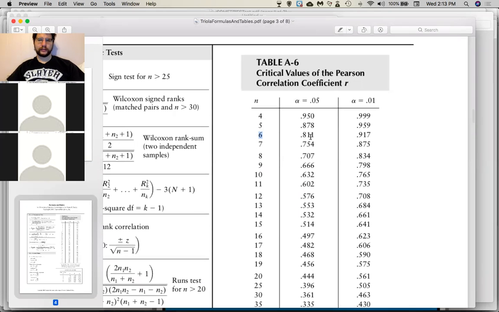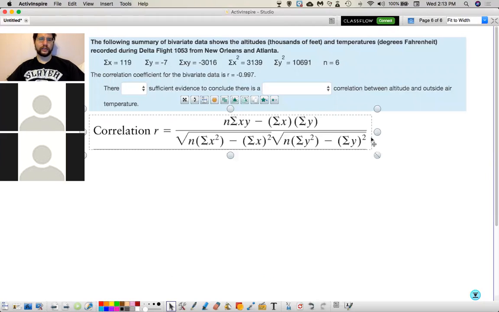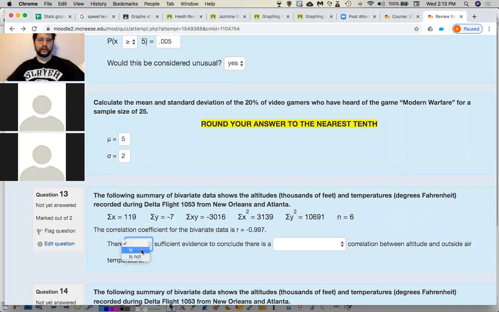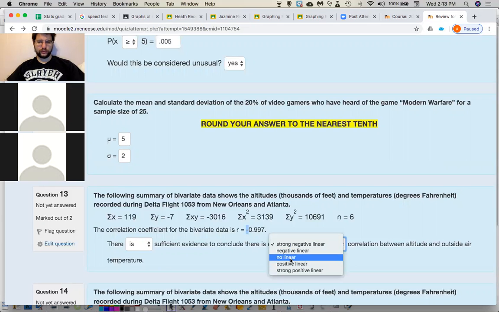N is 6, so 0.811 or above is a correlation, 0.917 or above is a really strong correlation. It's 0.997, ignore the negative. So yeah, there is sufficient evidence to prove that there is a strong negative linear correlation. It's negative, so it's negative. We're always going to be dealing with linear, so nonlinear is not an option.